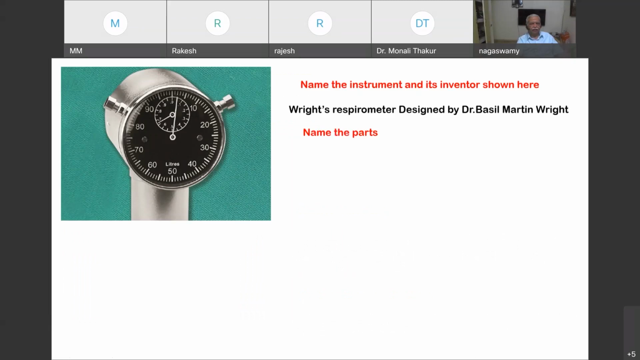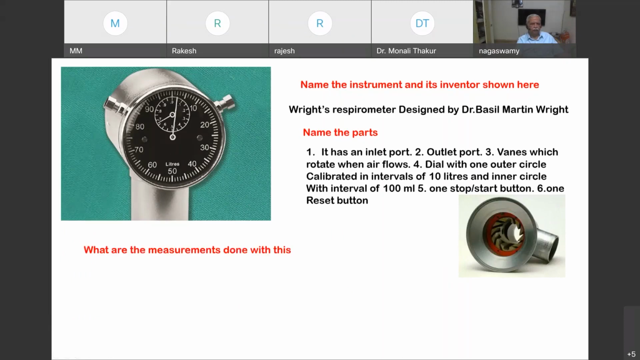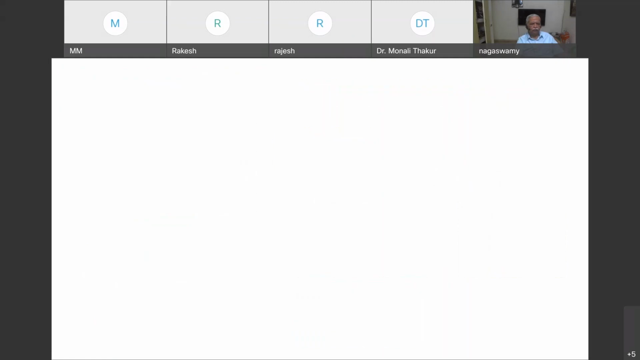Basil Wright. Parts: it has got an inlet, an outlet port, and a dial with an outer circle and an inner circle. The outer circle is for measuring the vital capacity, the inner circle for measuring the tidal volume. So the two measurements we can make with this are the inspiratory or expiratory tidal volume, or vital capacity. It can be used by the patient blowing through it and then registering that.